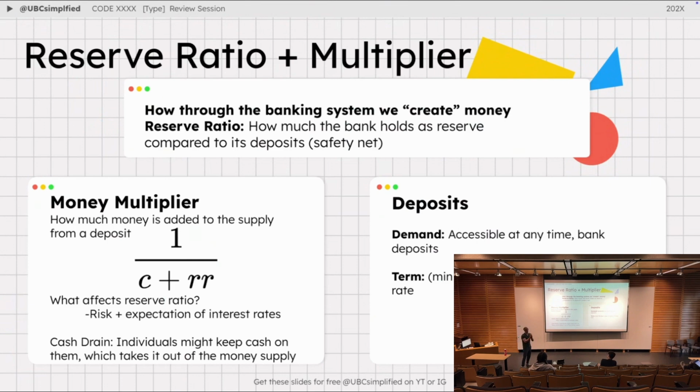So it affects two things. One is the reserve ratio, which is how much money the bank actually keeps on hand compared to its deposits. So it's its safety net. If everyone ran to the bank, what's the percentage of deposits that it could cover on hand?